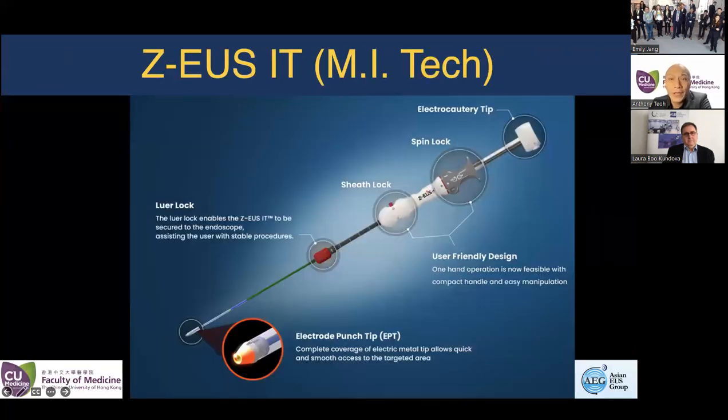So I would like to introduce this new system from M.I.Tech, the Z-EUS IT system. The specific characteristic of this system is that it is a cautery-enhanced device. It is the endoscopist-controlled delivery system. This is a Luer lock, which allows the device to be attached to the echoendoscope. And then there's this lock, which allows us to advance the delivery system and puncture the organ.